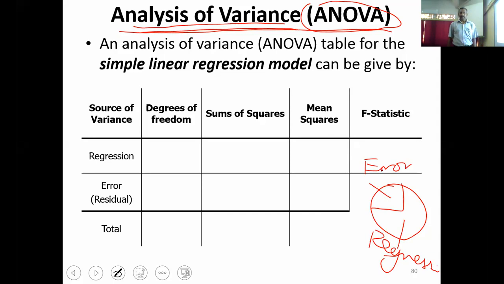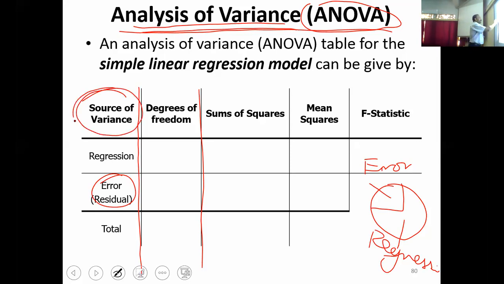Which is called error. Sometimes it is called residual or error. So this is called an ANOVA table. Mainly, we have a few components. The first component is called source of variance. That is how we divide the different variability. That is the source of variance.